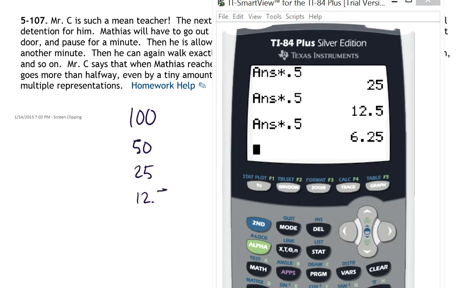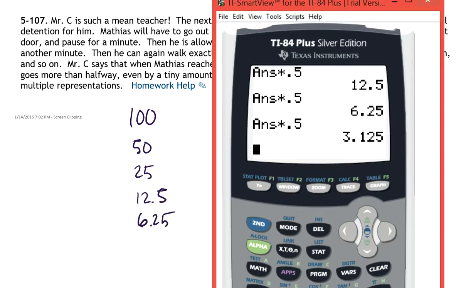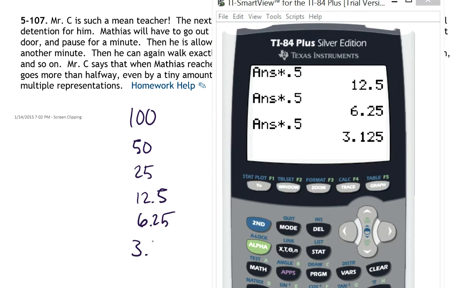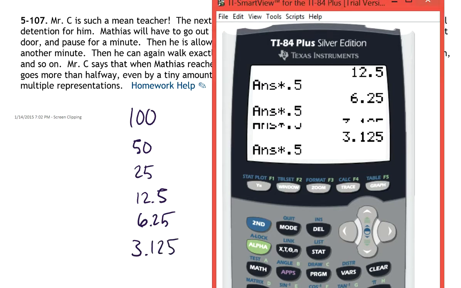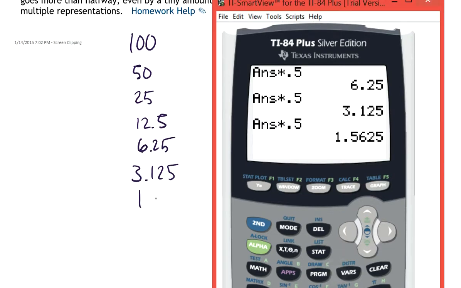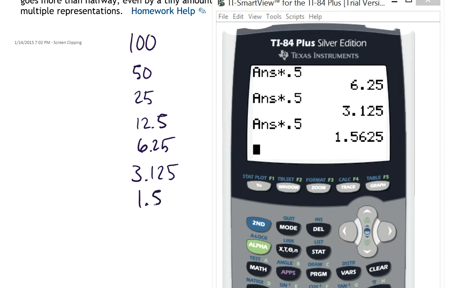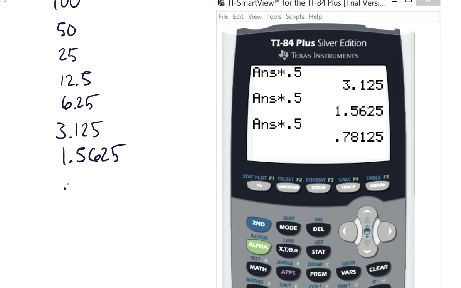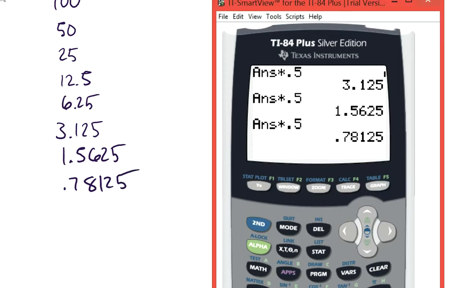This is 12.5, and now I'm at the quarter, so now I've got 6 and a quarter, and then I'm going to go times a half again, and I'm at 3 and that's probably 3 and 1/8, 3.125, and then I'm going to go again, so now I'm at 1.5625. That's probably a 16th. Do it again. Now I'm at 0.78125.